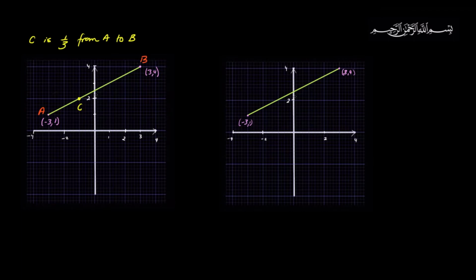So let me put it this way. From A to B, whatever the distance is, I want to know from here to here, that's 1/3, okay? 1/3 the whole distance from A to B. It's not the midpoint, it's like the 1/3 point. So all I know is that from A to C, that distance is 1/3 of the whole distance. So this is 1/3, and I want to know what the ordered pair is.